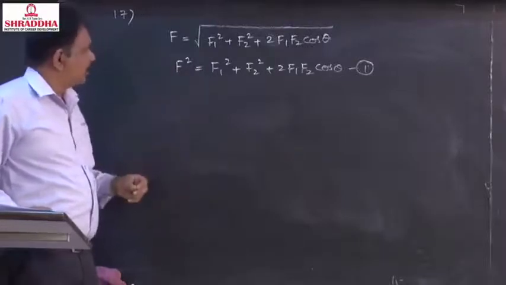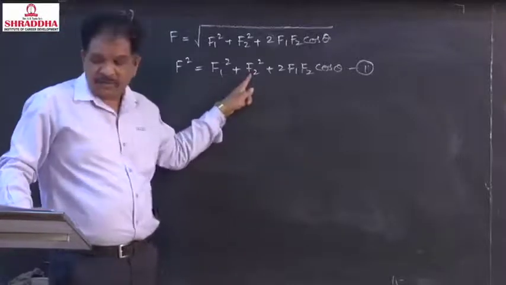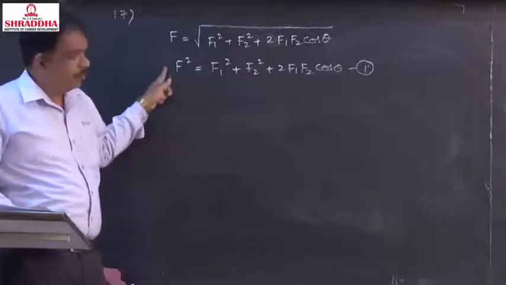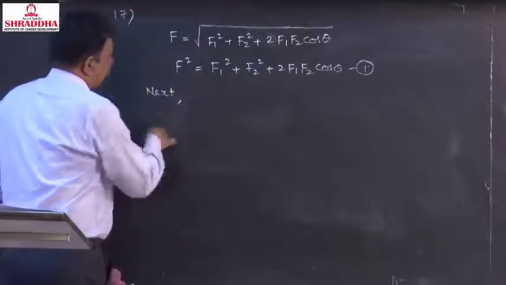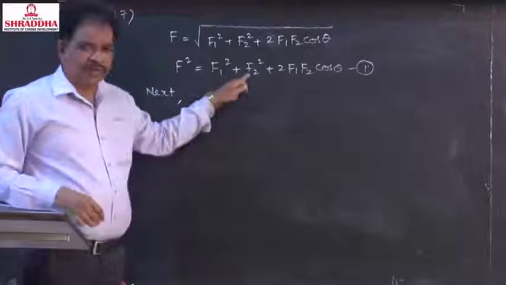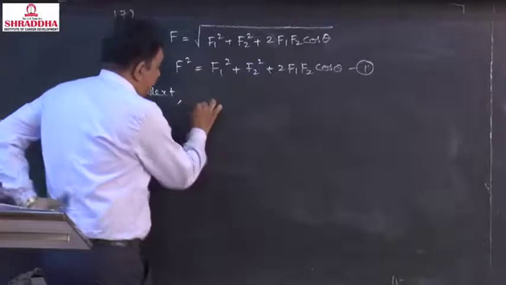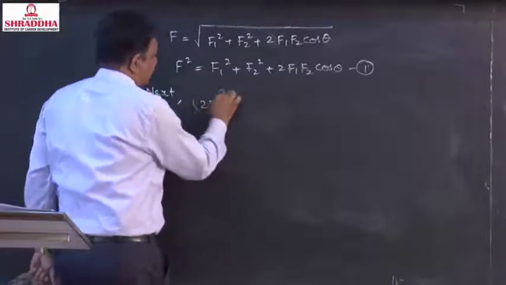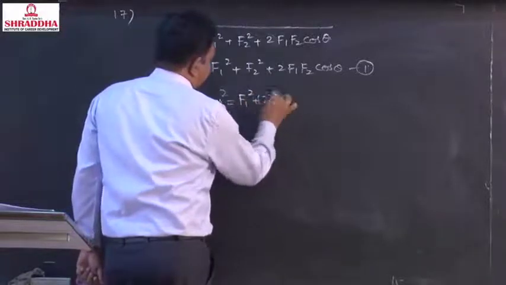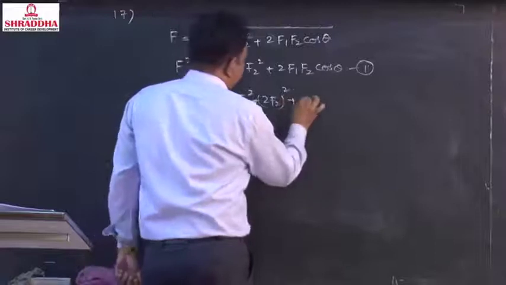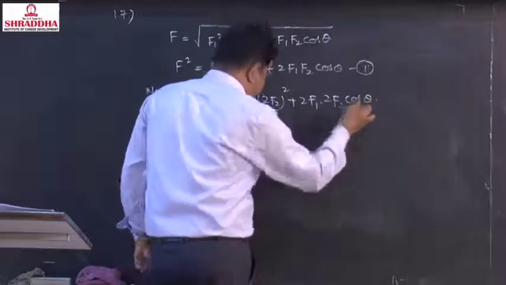Now, what they did, see. Next line. F2 is doubled. F is also doubled. So next, what we can write, F2 is doubled, F is also doubled, means (2F) whole square is equal to F1 square plus (2F2) whole square plus 2 F1 into 2F2 cos theta.